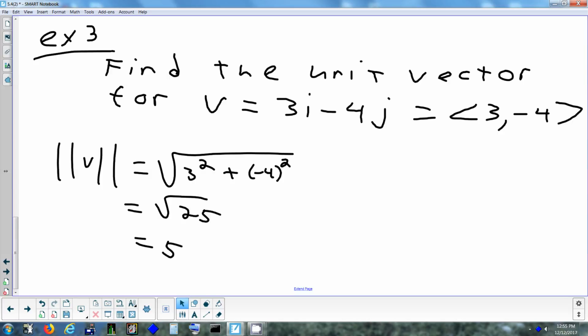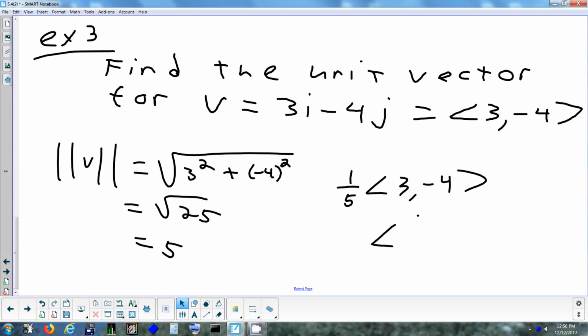So we don't have a unit vector. This vector is how many times too long? 5. It's 5 times too long, so we have to make it 5 times shorter. So what do we scale it by? 5. So 1/5. So we're going to do 1/5 of that vector. What would that give me if I multiply 3 times 1/5?